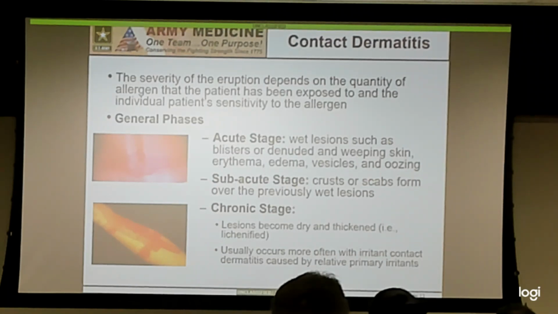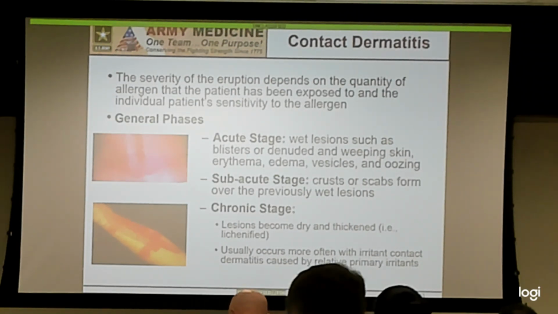they have crusted over, and depending on the patient, if there's somebody who's a picker, right, they like to pick off scabs, that is going to make that skin come back even harder and thicker, and they may end up scarring that way as well. So just make sure that you try to tell them to not scratch as much as possible. Okay, usually occurs more often with irritant contact dermatitis than our relative primary, okay?